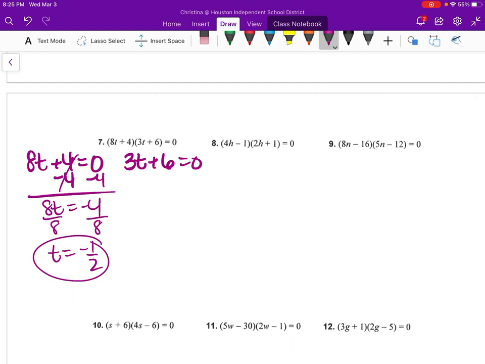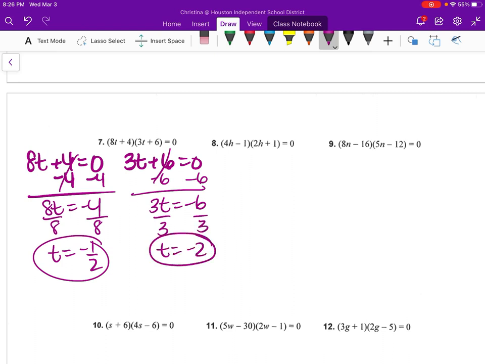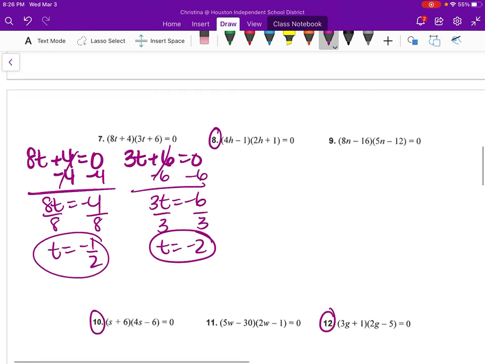We're going to do the same thing with 3t plus 6. Again, this problem has two x-intercepts. The two x-intercepts are negative 2 and negative 1/2. Pause the video, and I want you guys to try questions 8, 10, and 12. So do questions 8, 10, and 12.